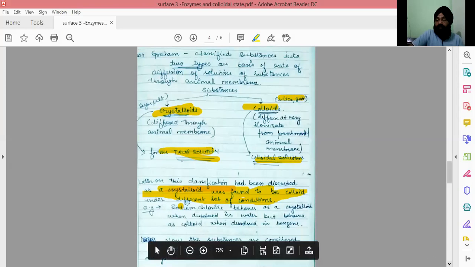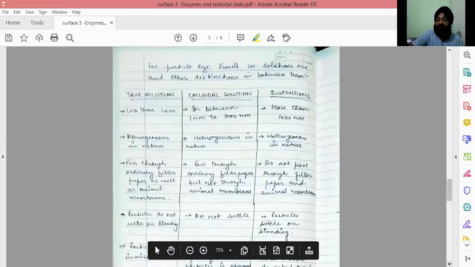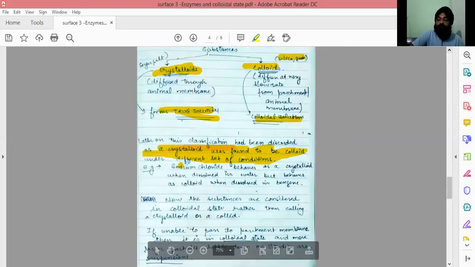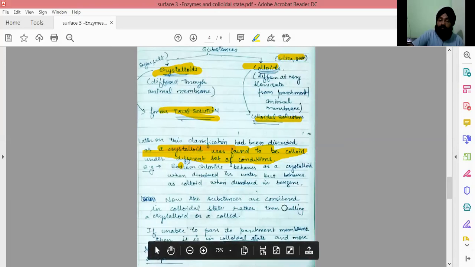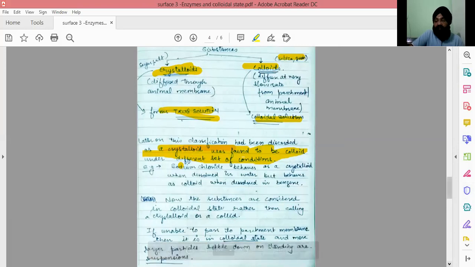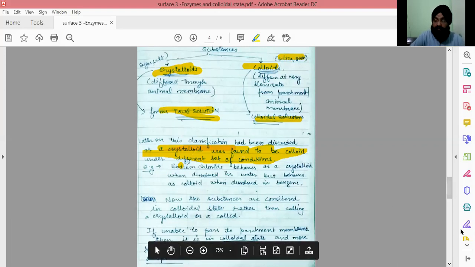So later on, it was decided that it is the type of particles in the solution which decides the rate of diffusion, not the substances by their own, right? One thing more is observed: substances having very large particles cannot move even slowly through the parchment membrane. They settle down, and those particles are known as suspensions, right?